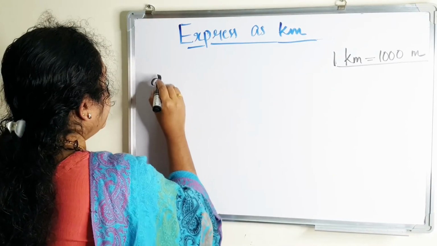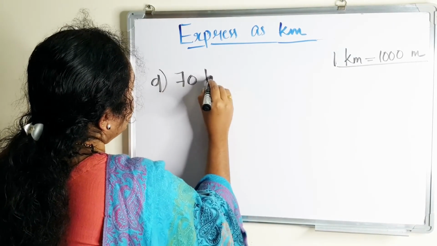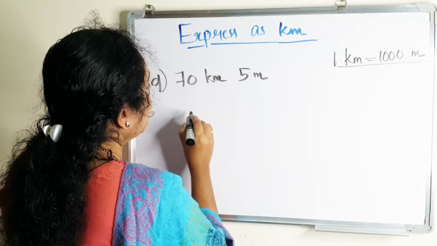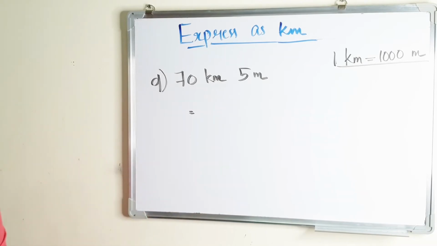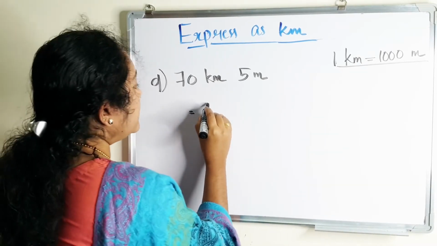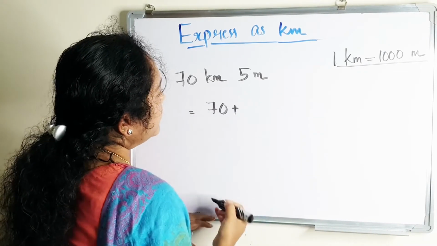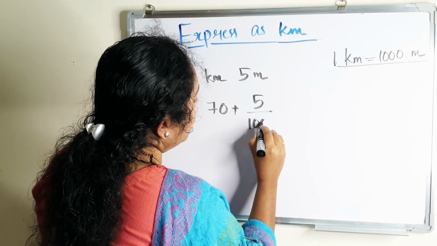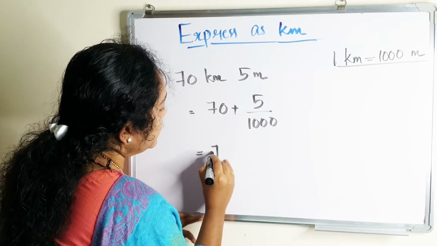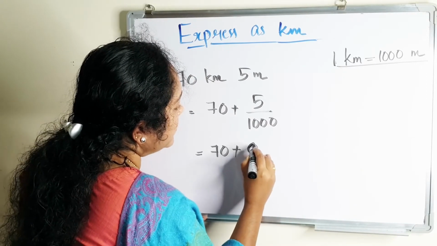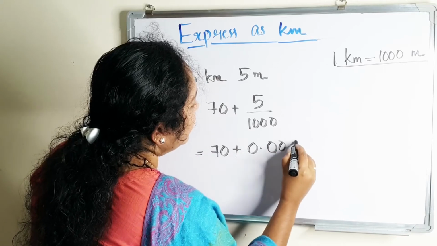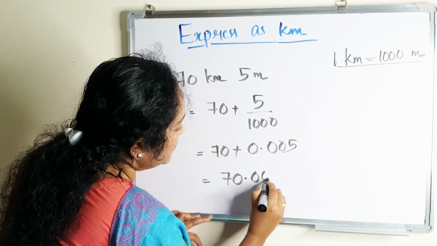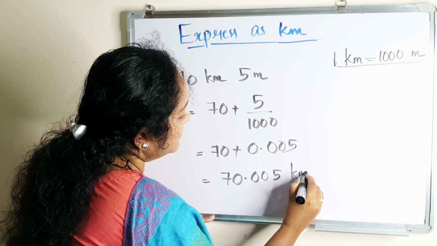Last question is 70 kilometer 5 meter. The question already has kilometer. So we convert meter to kilometer. That means 5 divided by 1000. That is equal to 70 plus 0.005, which is equal to 70.005 kilometer.